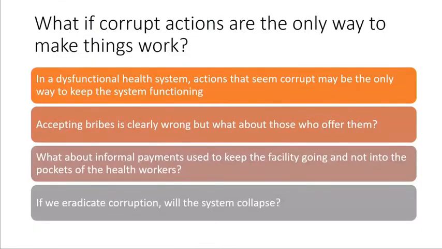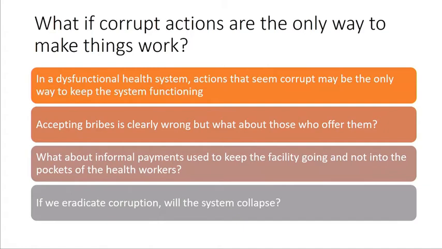Then the second issue that we need to face is, what do we do if corrupt actions are the only way to make things work? And this is at the heart of the ACE approach, because we know that often people find themselves in a dysfunctional health system, and the only way to keep the system functioning is to do things that might be seen to be, and probably are, corrupt, like giving a present to somebody who's responsible for stocking the pharmacy, or a bribe to get something done. And even if there's a reluctance to do that, the alternative is that the patient does not get treated.